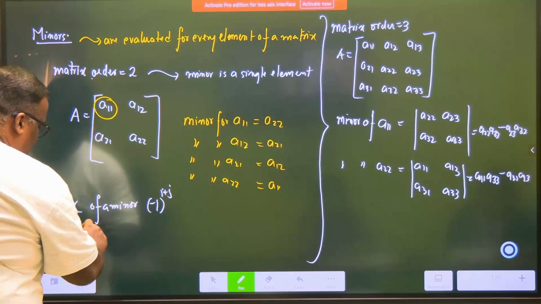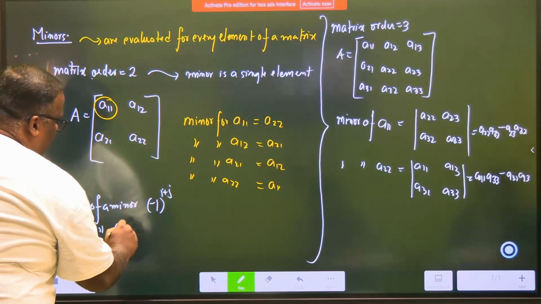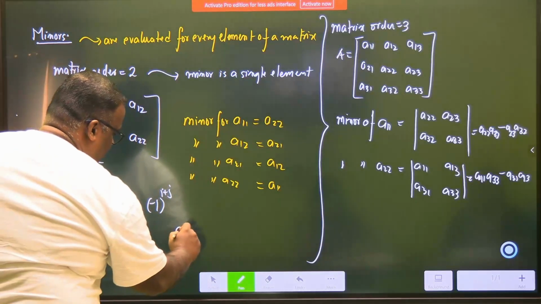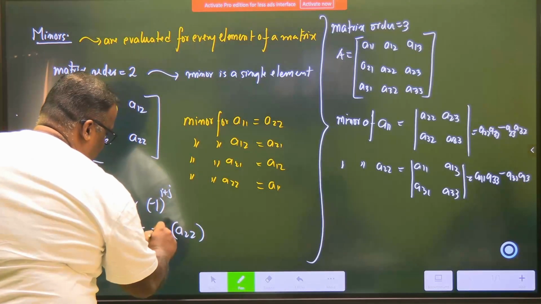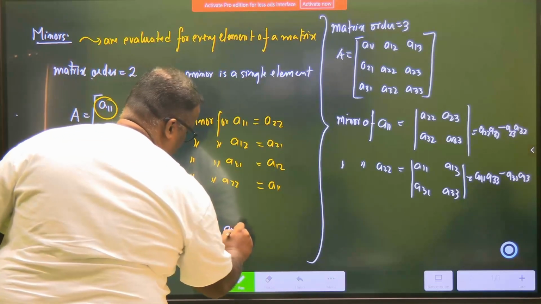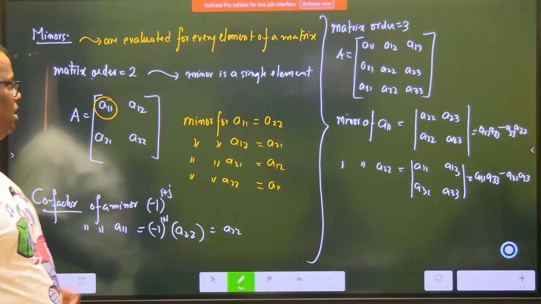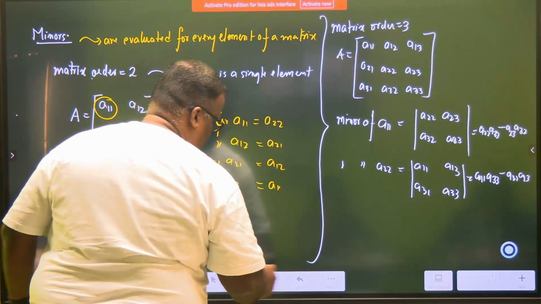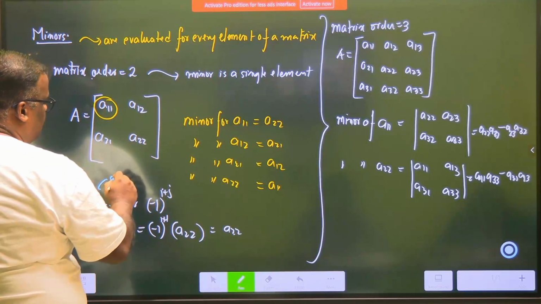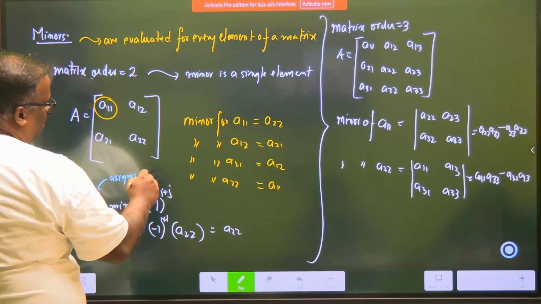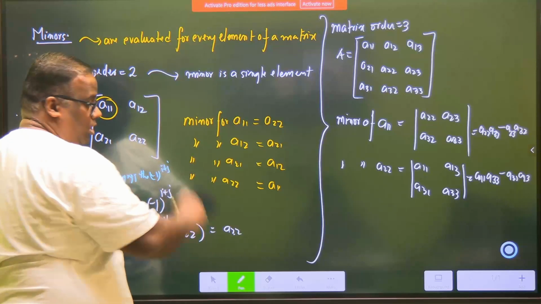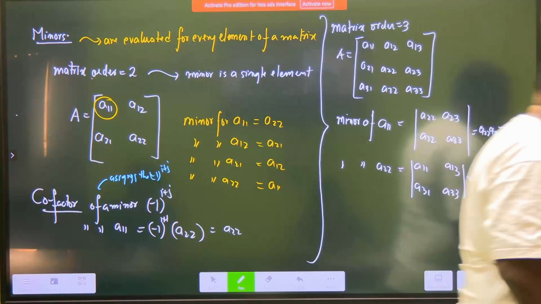So let us say the cofactor of A11 for this particular matrix. Cofactor of A11 is the minor A22 multiplied by -1 to the power 1 plus 1, which is nothing but A22. Cofactor means just assigning the -1. So in crude language, cofactor means assigning the -1 part, -1 to the power i plus j. Have you understood this? Okay.